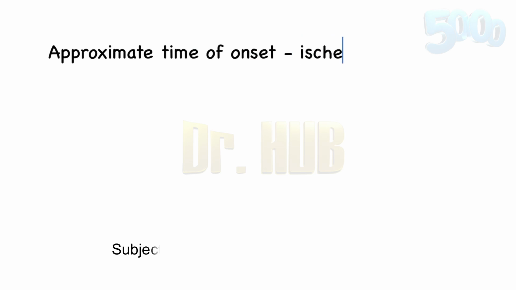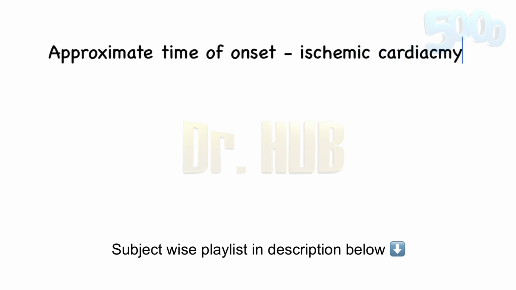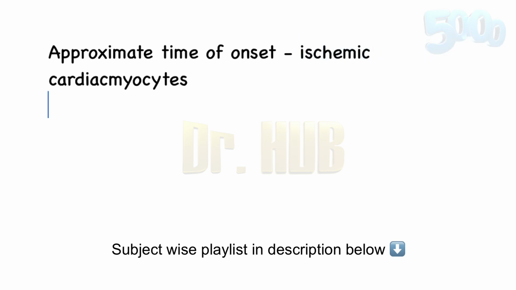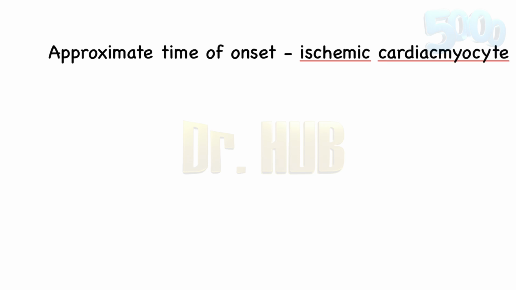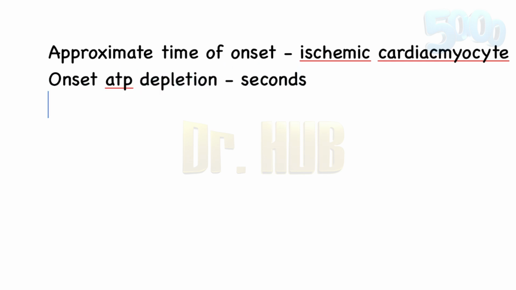So let's look at the approximate time of onset for the key events in the ischemic cardiac myocytes. In this, let's look at the onset of the ATP depletion. This happens in seconds. Then loss of contractility, it is less than 2 minutes.